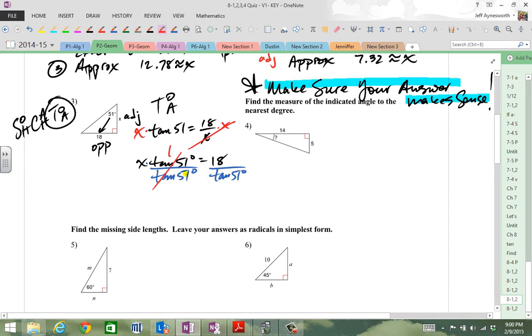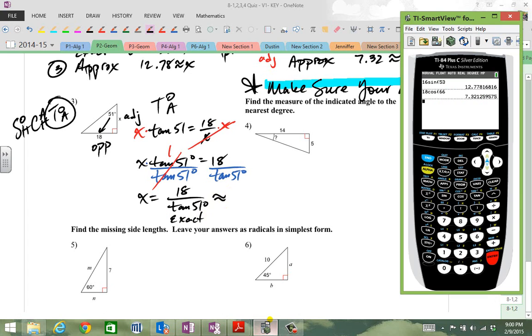Tangent of 51 divided by itself is 1. Anything divided by itself is 1. And I get my exact answer: 18 divided by the tangent of 51 degrees. What is that approximately equal to? I don't know. I got the exact, but I need to get the approximate.